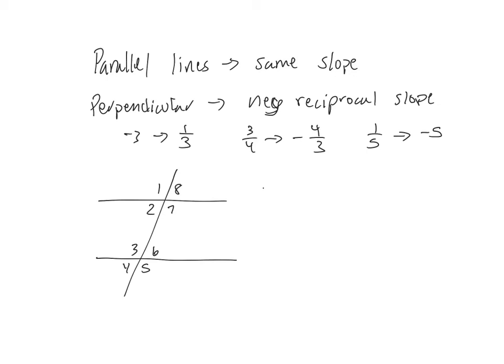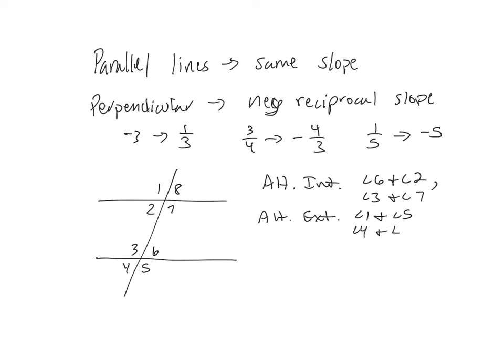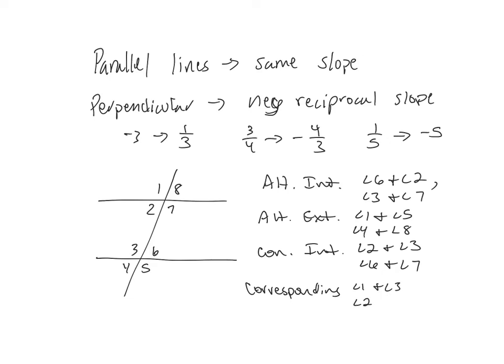Okay, so alternate interior, angle 6 and 2, and then angle 3, angle 7. Alternate exterior, angle 1 and 5, 4 and 8. Consecutive interior, angle 2 and 3, angle 6 and 7, and then corresponding: angle 1, angle 3, angle 2, angle 4, angle 5, and angle 7, 6, and 8.